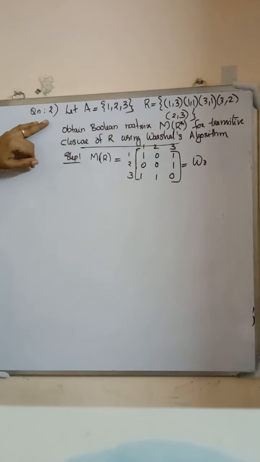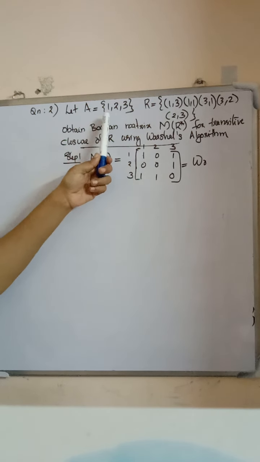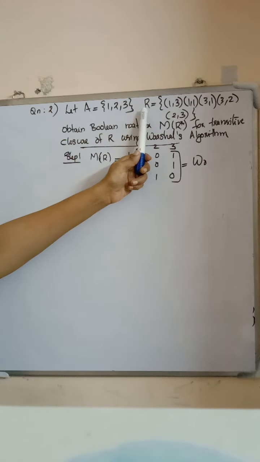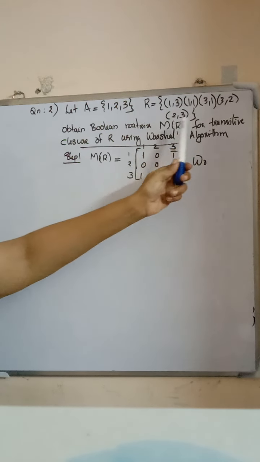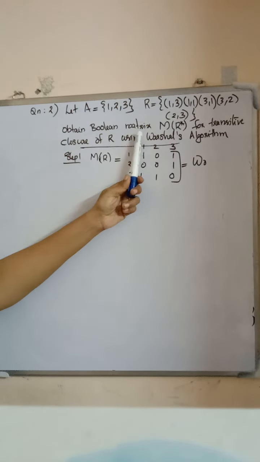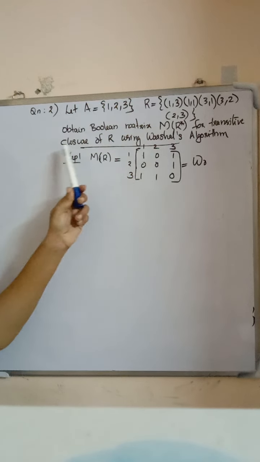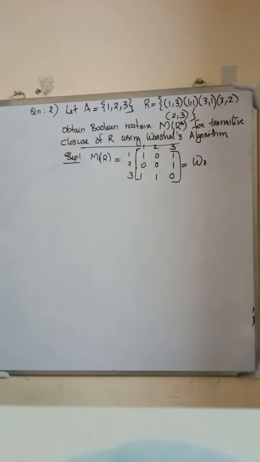We explain next problem, question number 2. Let A equals set 1, 2, 3 and relation R equals set of ordered pairs (1, 3), (1, 1), (3, 1), (3, 2) and (2, 3). Obtain Boolean matrix M R star for transitive closure of R using Warshall's algorithm.